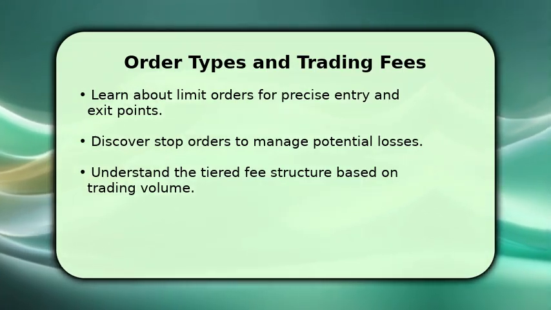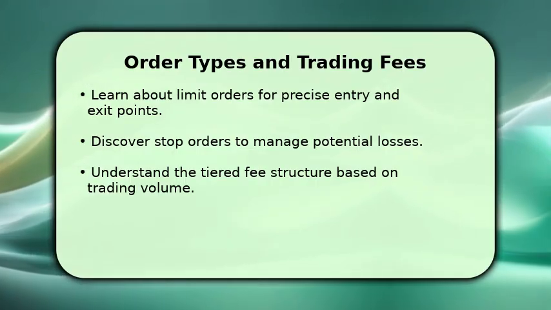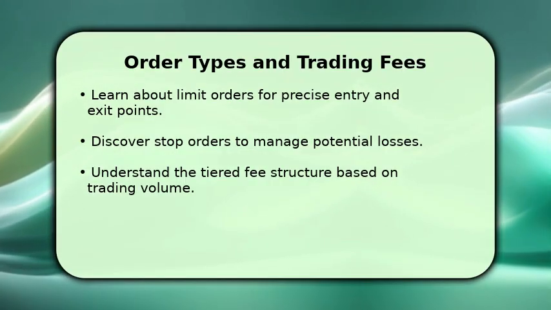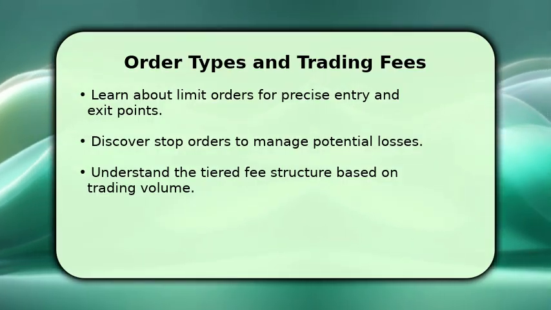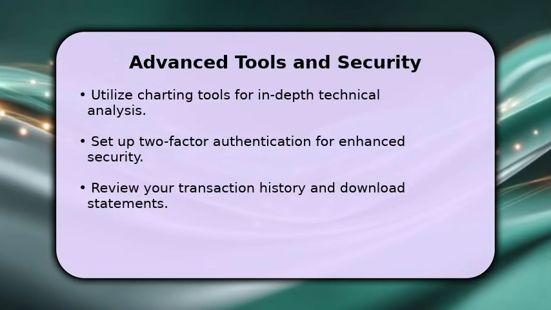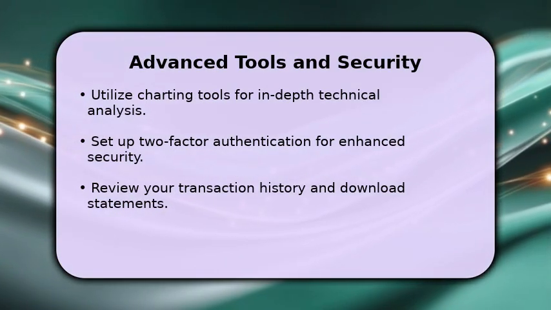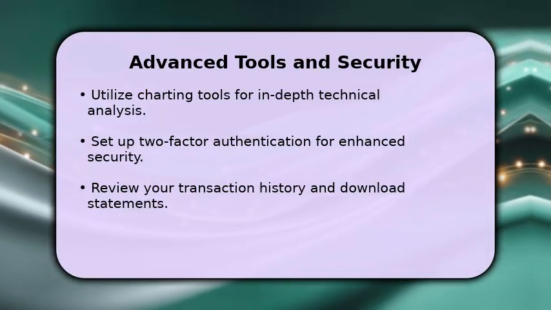Coinbase Advanced uses a tiered fee structure, meaning fees decrease as your trading volume increases, potentially from 0.60% down to 0.05% for higher volumes. Coinbase Advanced offers robust charting tools for detailed technical analysis, helping you make informed decisions.